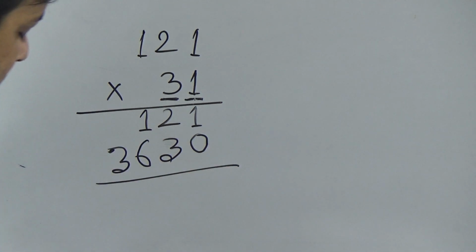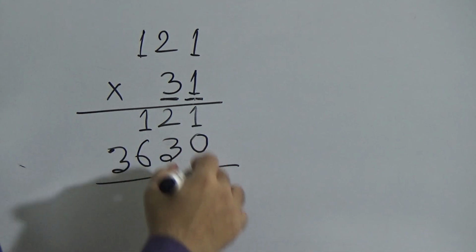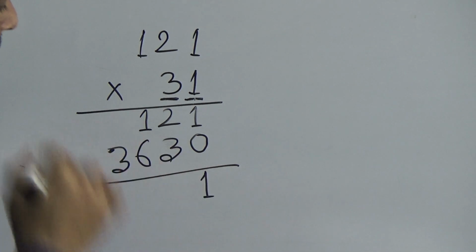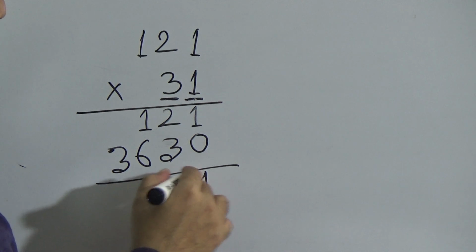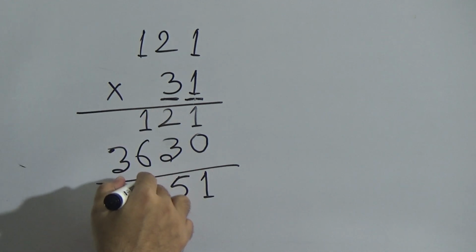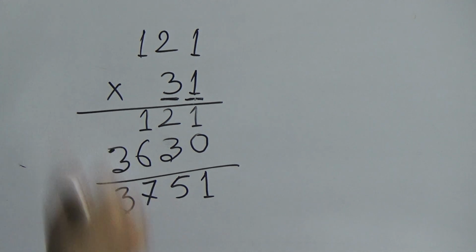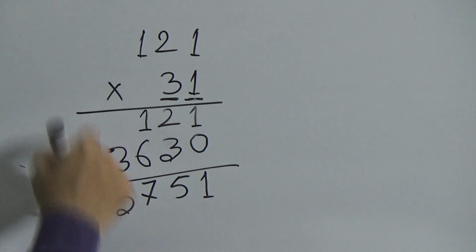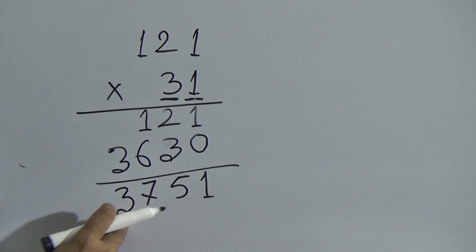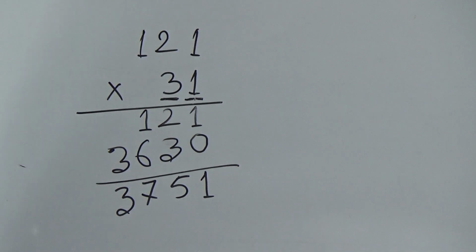Okay, dear students, now see, we have to add these two now. 1 and 0, if we add, this will be 1. If we add 3 and 2, that will be 5. Add 6 and 1, that will be 7. And here is 3 remaining. So, our required answer for this question is 3751. This is our required product.